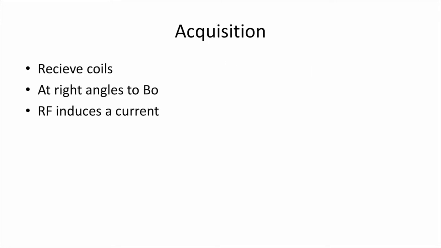The next step in image formation is acquisition of RF signals using receiver coils. These coils are placed at right angle to the B0 main magnetic field, and the RF pulse induces a current in the receiver coils.